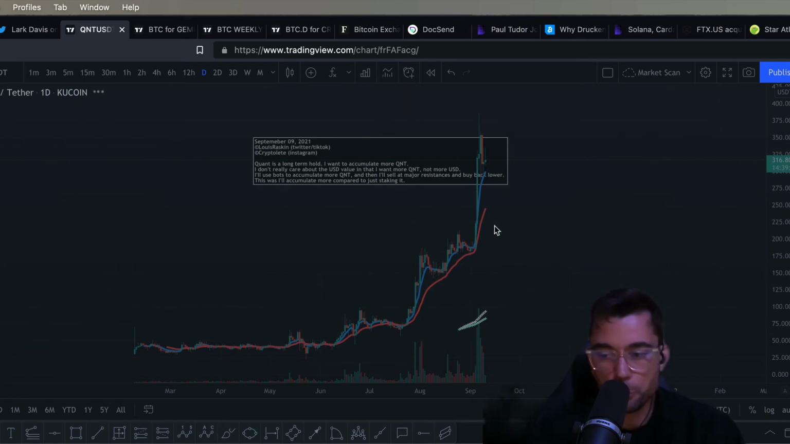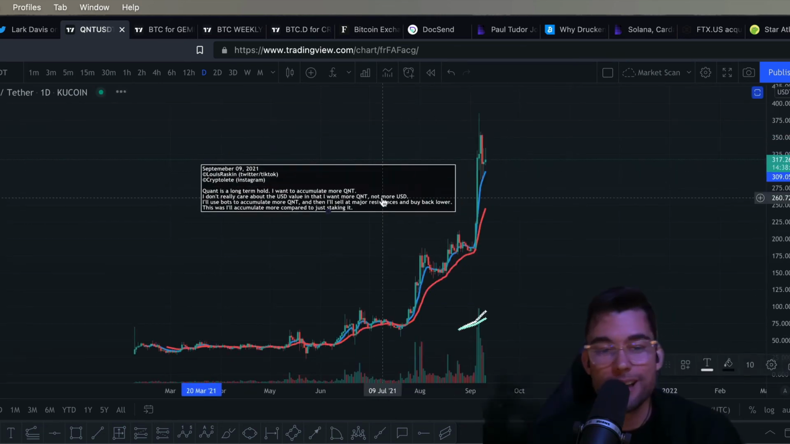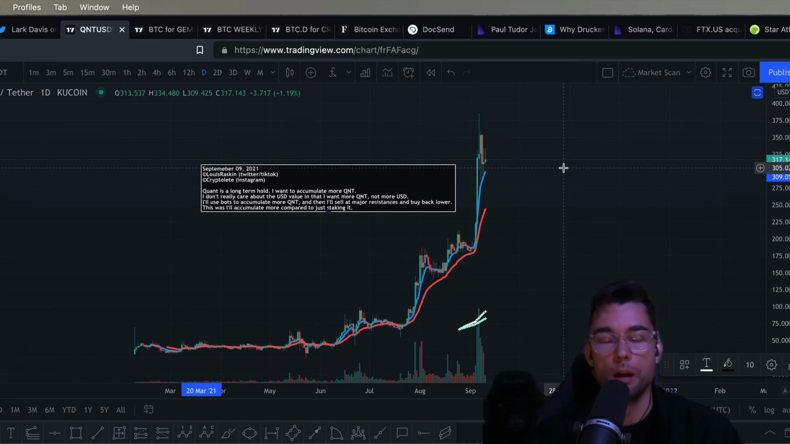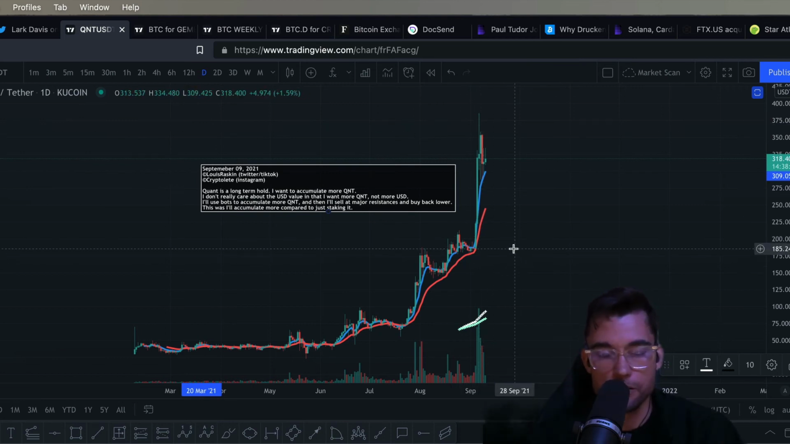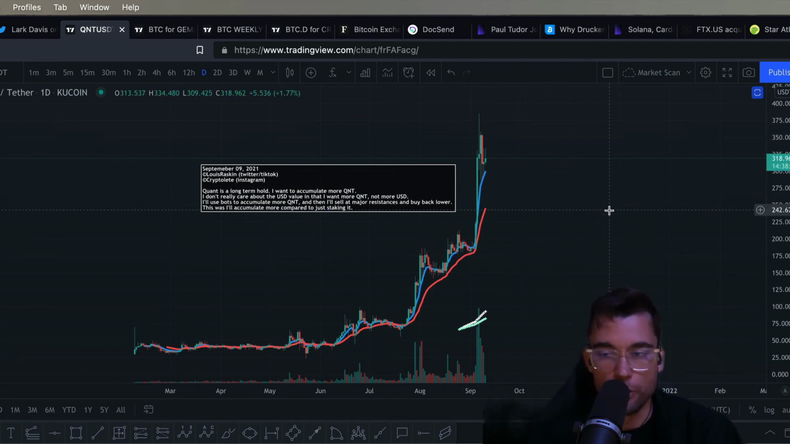But yeah, Quant is my long-term hold. I want to accumulate more Quant. I don't really care about the USD value. I just want more Quant, not more USD. So what I do with Quant is I actually use bots that I hook up to 3Commas, and I use those to accumulate more Quant over time. So I will simply buy it if it falls and sell it when it rises a little bit, and then buy it back when it falls, sell it when it rises. And I'll just keep on doing that over and over again, simply with a bot.